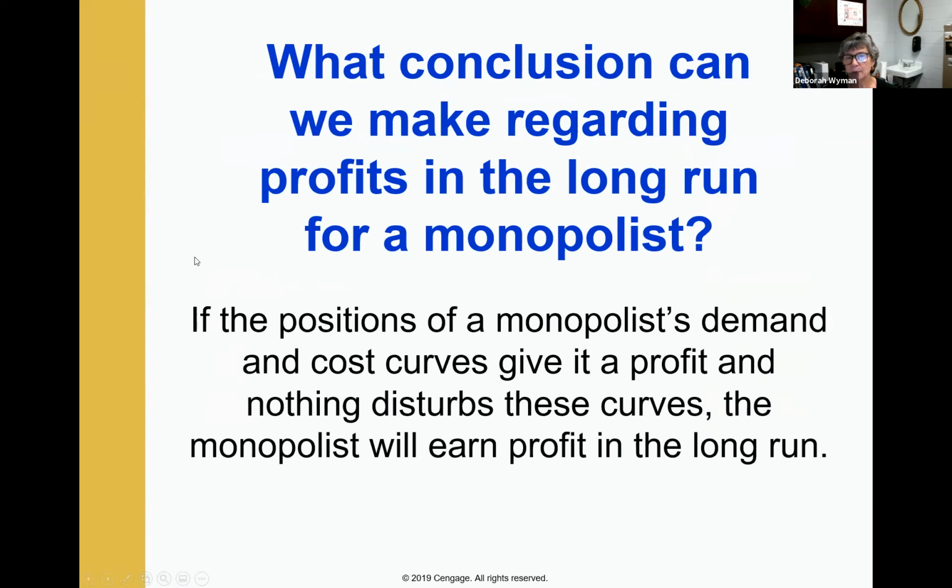And what conclusions can we make regarding profits in the long run for a monopolist? If the positions of a monopolist demand and cost curves give it a profit and nothing disturbs these curves, the monopolist will earn profit in the long run. I guess it can be partly economies of scale, but also in the long run, they're hoping to improve their brand or be able to bring up the price. Because as we know, monopolists can and do charge higher prices than businesses that have competition.